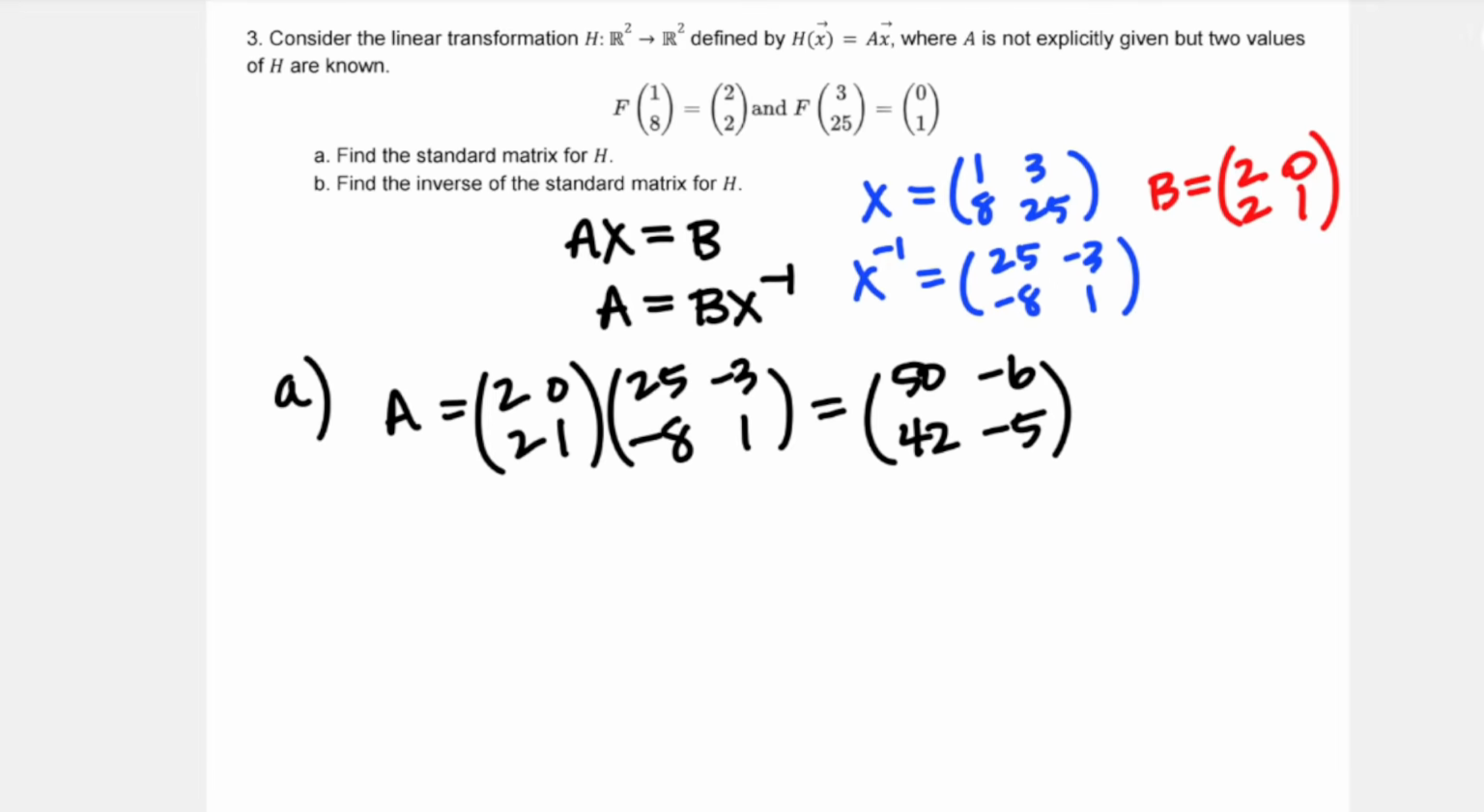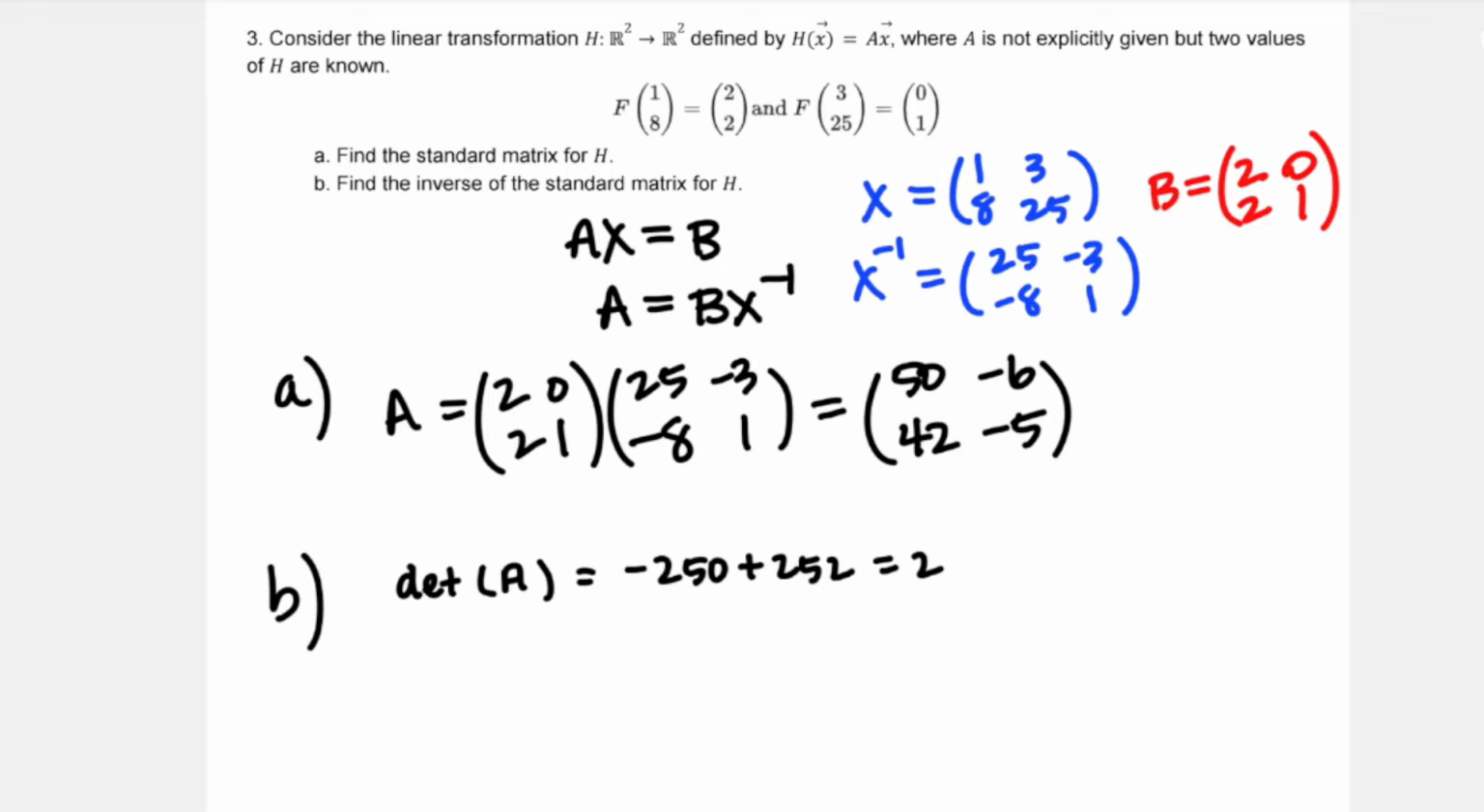Now part B is we're going to find the inverse of the standard matrix for H. So we've got A equaling this 50, 42, -6, -5 matrix. So I'm going to need to find the inverse, and I'm going to start by taking the determinant of that matrix. So I'm going to say that the determinant of A is going to be 50 times -5 is -250, plus 6 times 42 would be 252. And I'm going to see that, okay, that determinant is 2.